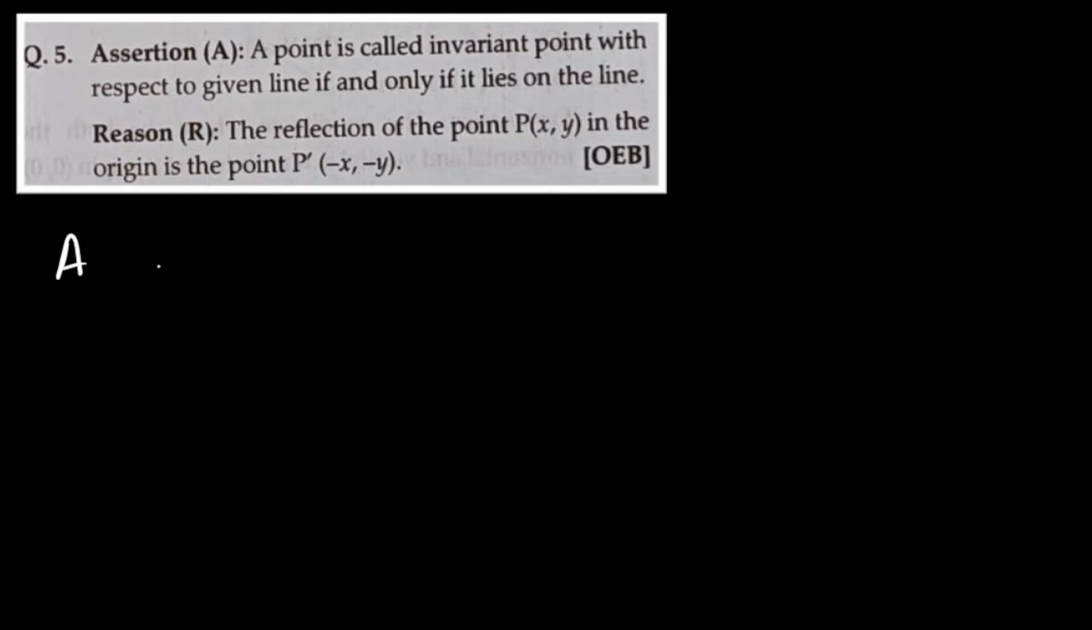So the assertion statement, what does it say? A point is called an invariant point with respect to a given line if and only if it lies on the line. So is it true? Many times we have done it: if a point lies on the line through which reflection is happening, then the point is called an invariant point. So is it true or false? Many times we have discussed this one.